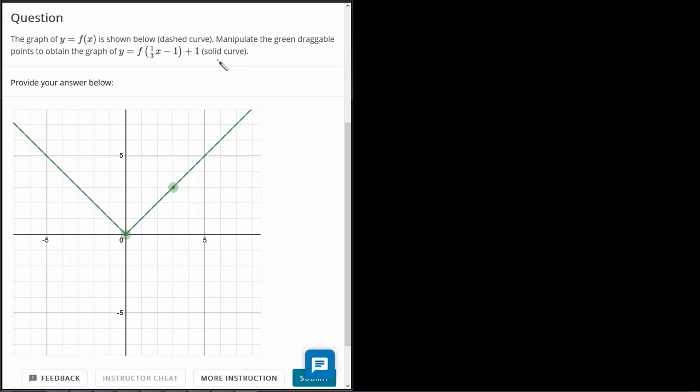So this is a tricky graph transformation problem. And what makes it tricky is that there's both a horizontal stretch along with a horizontal shift. And whenever you have either a horizontal stretch or compression, or a horizontal reflection combined with a horizontal shift, that is always tricky. So I'm going to do this one kind of fast.